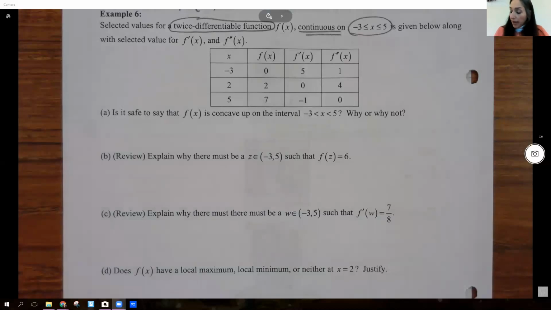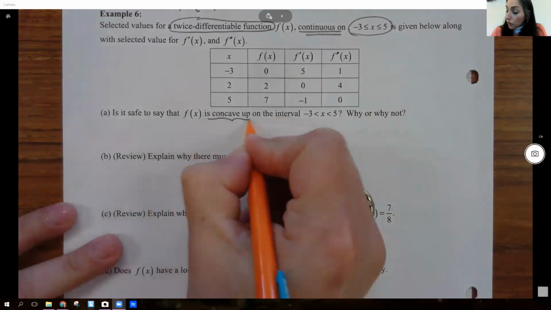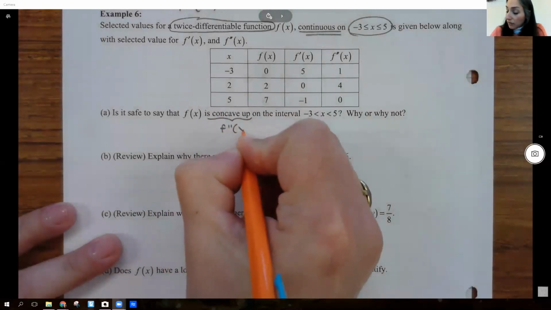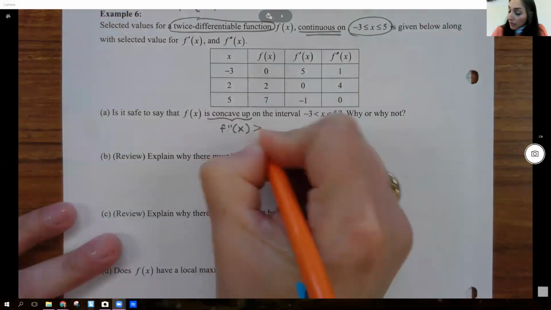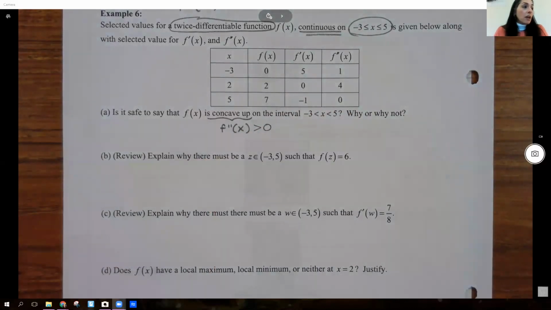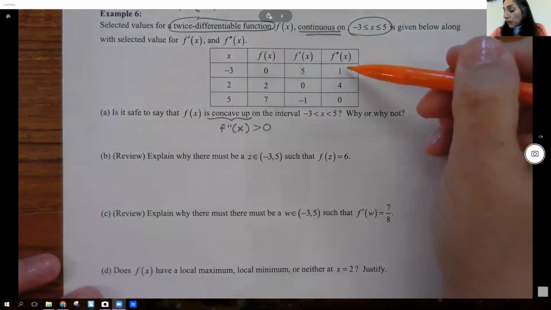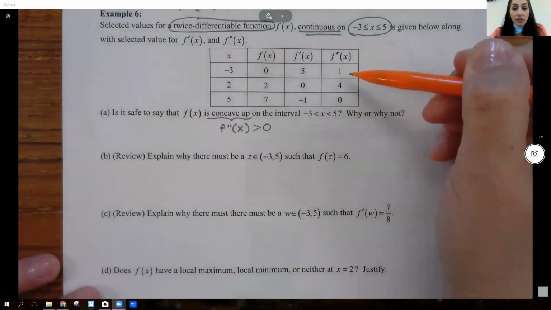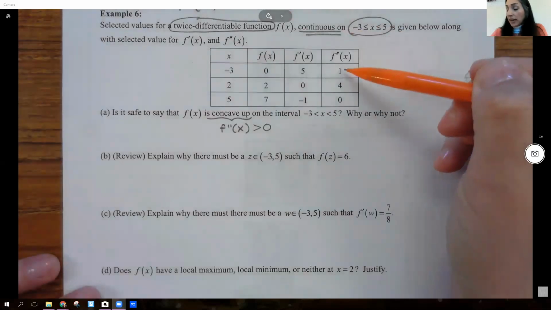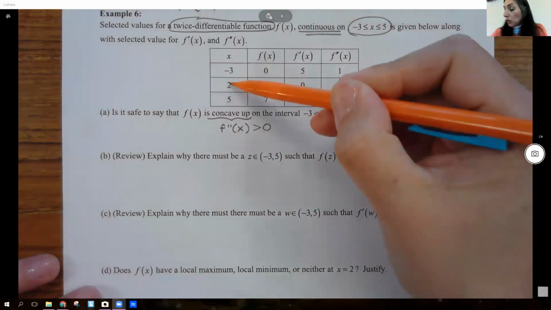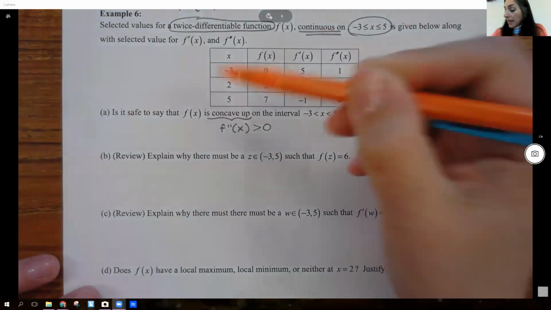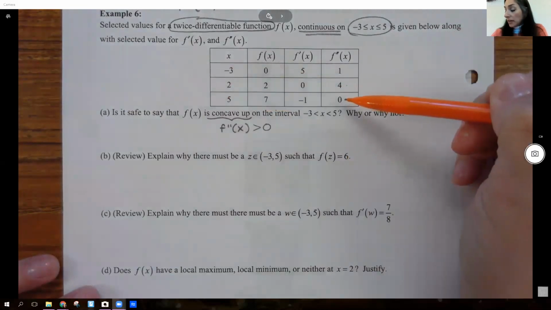All right, so part A. Is it safe to say that f of x is concave up on the open interval from -3 to 5? So remember, concavity is controlled by the second derivative, okay? Concave up specifically is when the second derivative is positive. So you would look over here at the second derivative, and at -3, the second derivative is 1. At 2, the second derivative is 4. And at 5, the second derivative is 0.